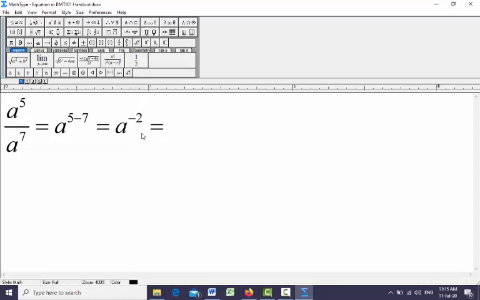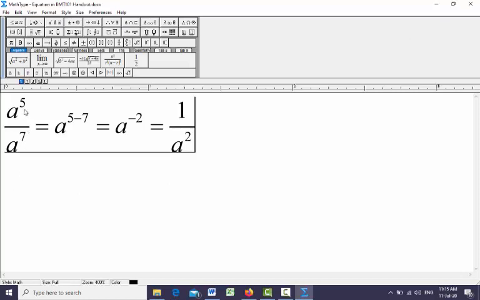So now again, if you want to remove the minus from the power, you need to bring the whole thing in the denominator without the power. So we have 1 by a square.